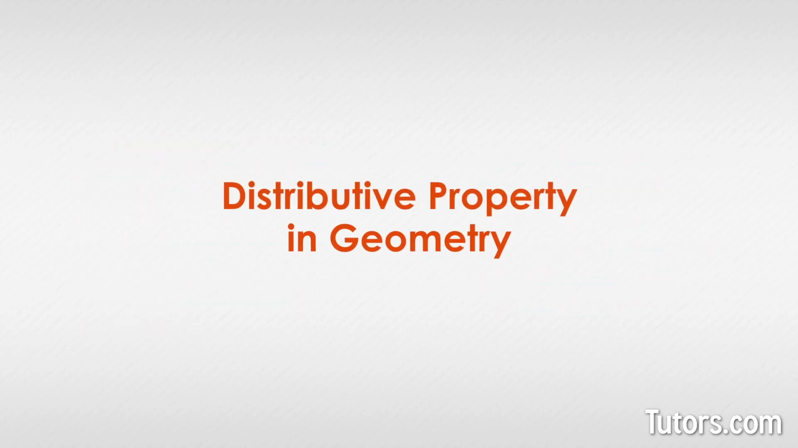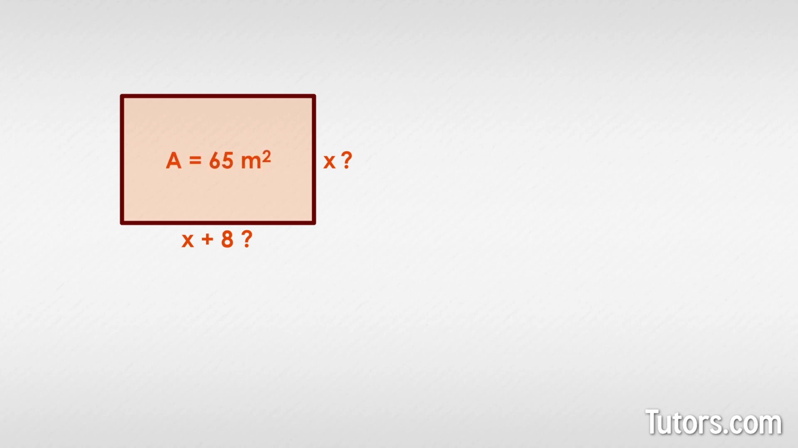Finally, we have the distributive property in geometry. We can apply the distributive property to geometry when working with problems involving area of rectangles. Here we have a drawing that lacks numbers but does show a relationship. We have no idea what the width and length are, but we are told that the rectangle has an area of 65 square meters. How do we calculate width and length?